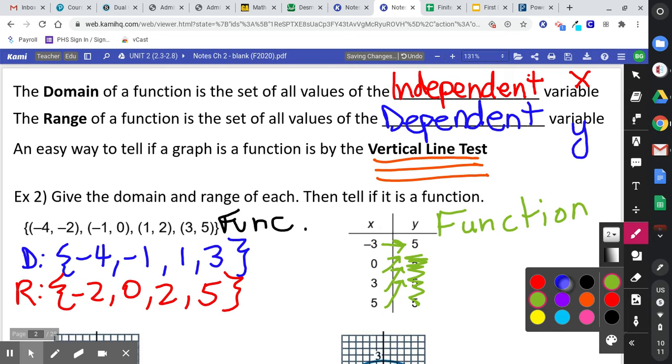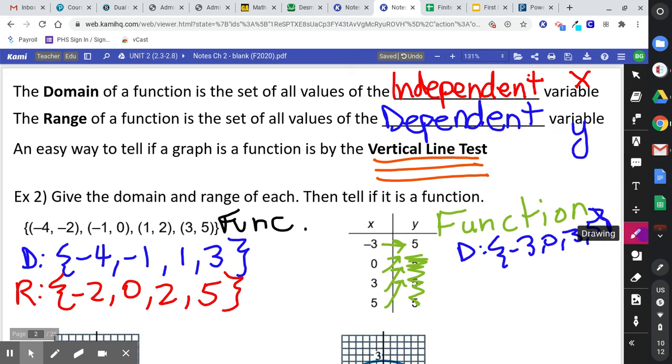But the domain, -3, 0, 3, and 5. Those are squiggle brackets. And the range is just 5. That's it. You don't need to write it 4 times. Don't repeat it.